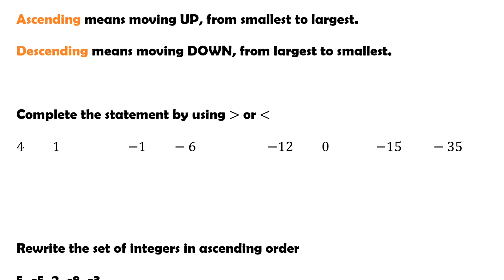Since 4 is bigger than 1, the mouth is going to be eating the bigger one. So there you go, 4 is greater than 1. Now -1 and -6, -1 is bigger, so we know the mouth is going to be facing that way. Over here, -12 and 0. 0 is the bigger of the two, so its mouth will be there. Over here, -15 is the bigger, so the mouth is there.